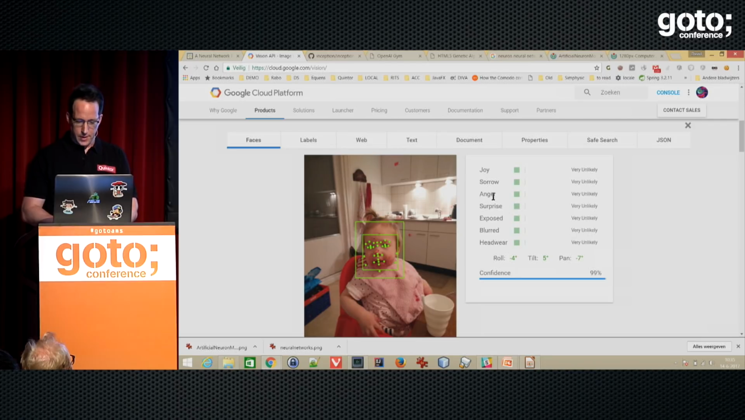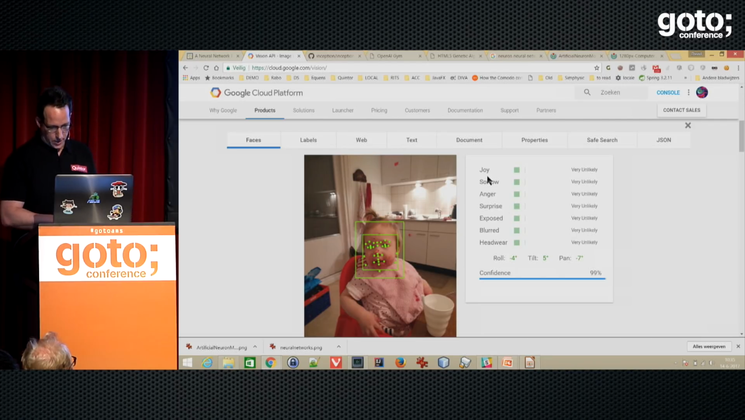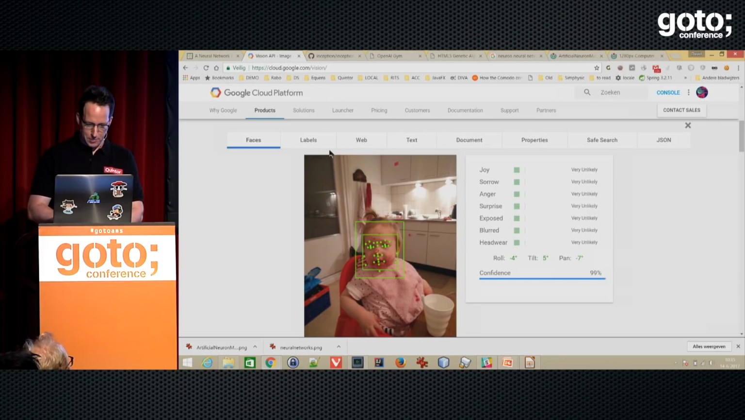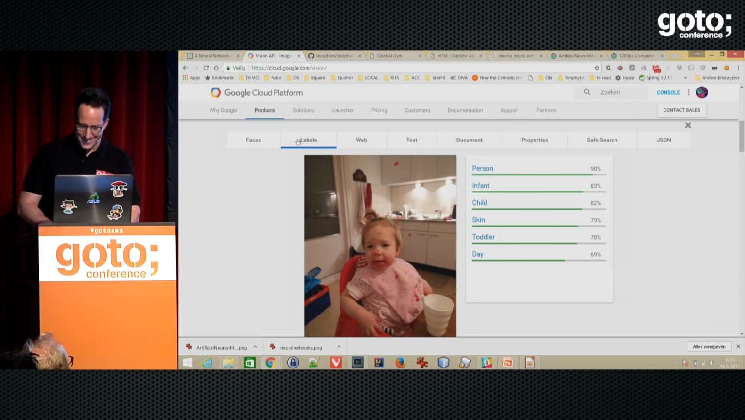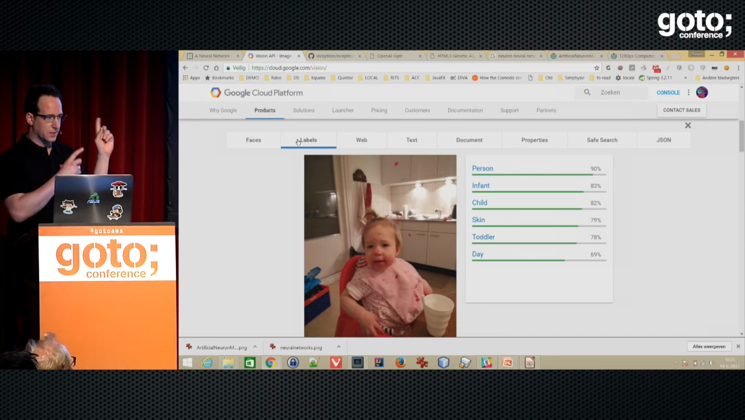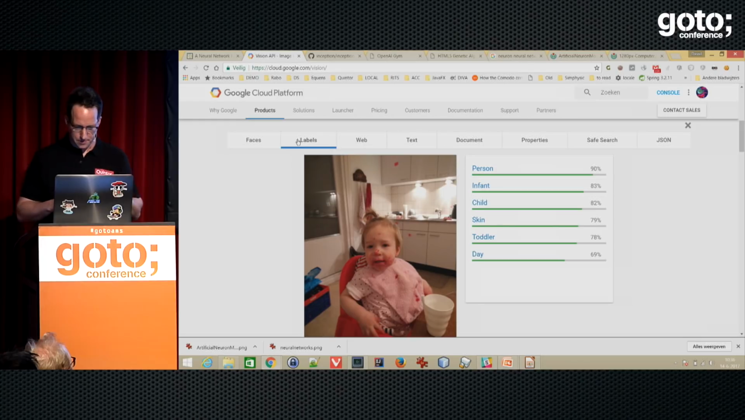It will say, I have no idea what her emotions are. No joy, no sorrow, no anger, no surprise. She's like, none, emotionless, apparently. She's apparently a person, infant, child, skin, and for some reason, Google thinks it's a day. Though most of you probably see it's night, inside, lights on.